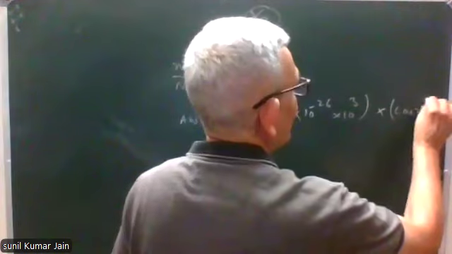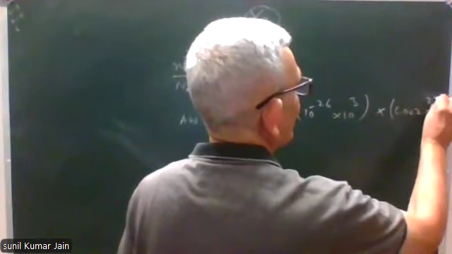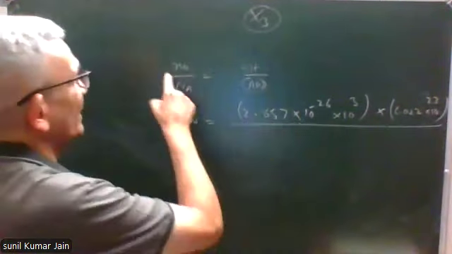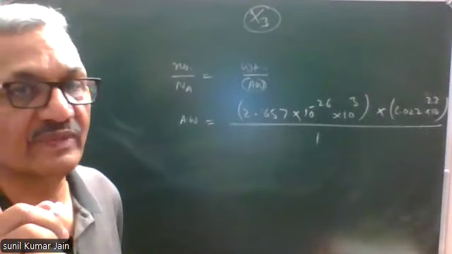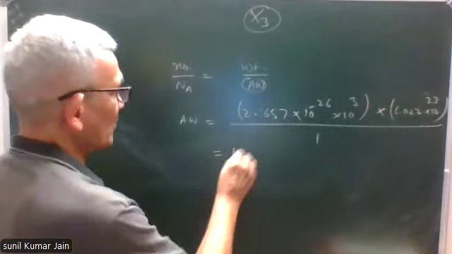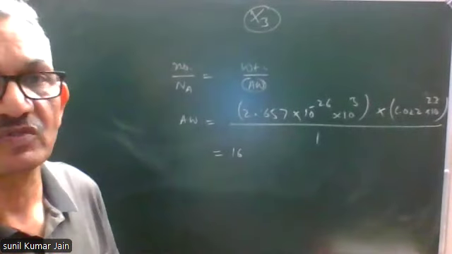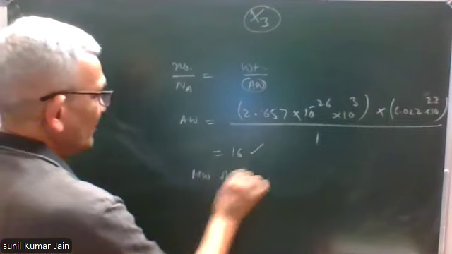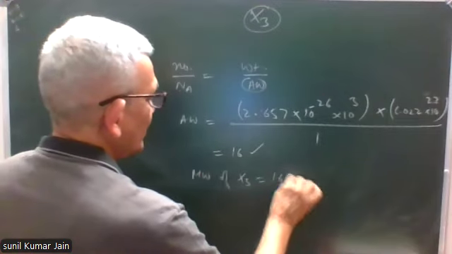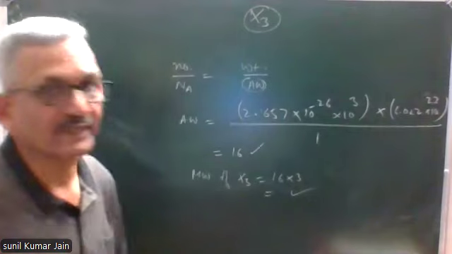6.022 into 10 to the power 23, divided by number. We are given one atom of element. So this will be atomic weight. Atomic weight will come out to 16. That is one answer. Therefore, molecular weight of X3 will be 16 into 3. That is 48.